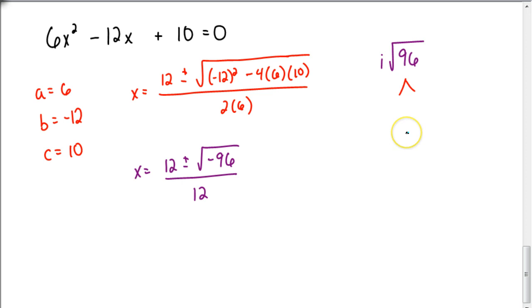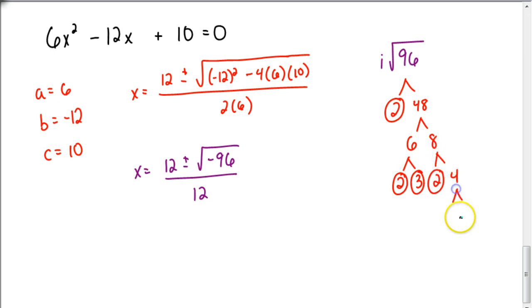So square root of 96, well, 2 times 48 is 96, and 2 is a prime number. 48, again, you could break this down into any number of possibilities, but 6 times 8 is one possibility. You could have done 2 and 24. You could have done 3 and 16. You could have done 4 and 12. Or like I just did here, 6 and 8 would also multiply to be 48. So 6 breaks down to be 2 times 3. Those are both prime. 8 breaks down to be 2 times 4. 2 is prime, but 4 is not. 4 breaks down to be 2 times 2.